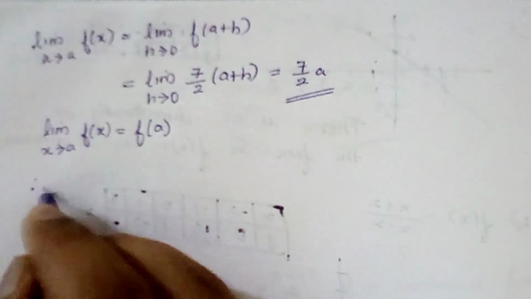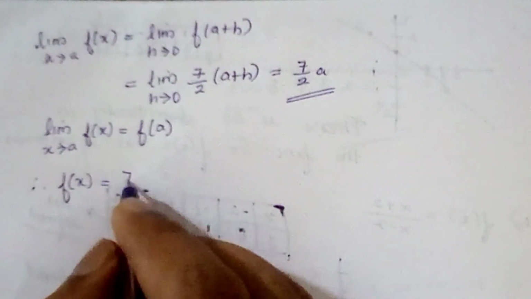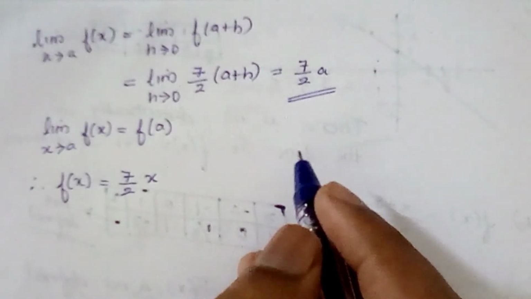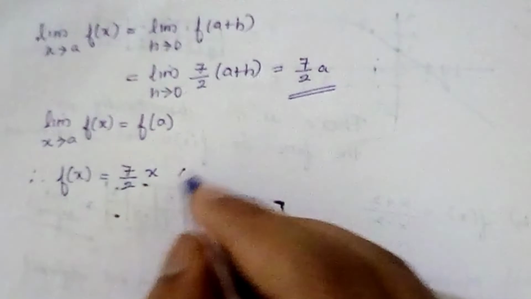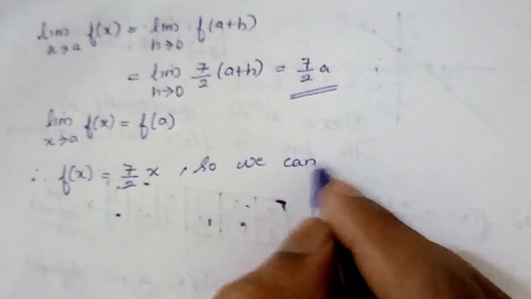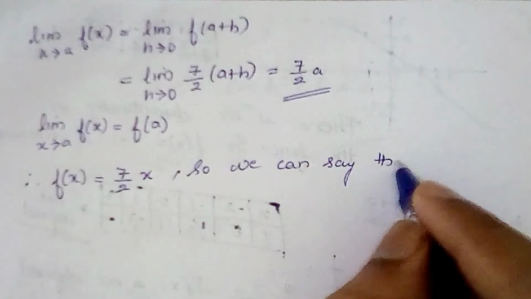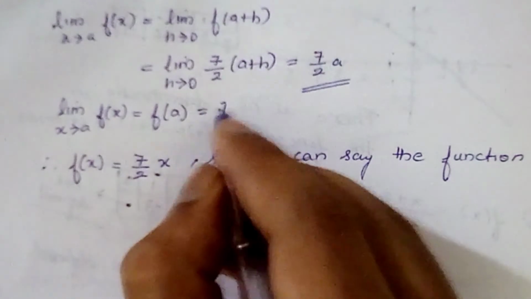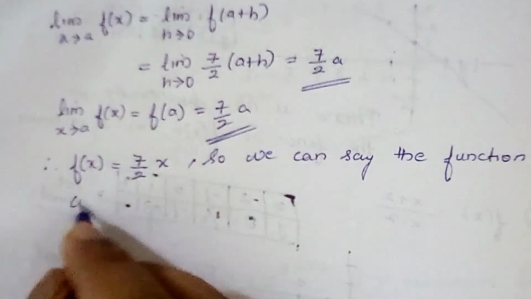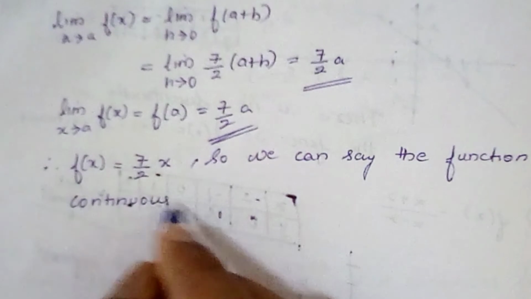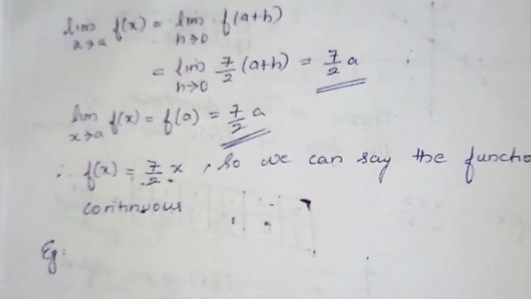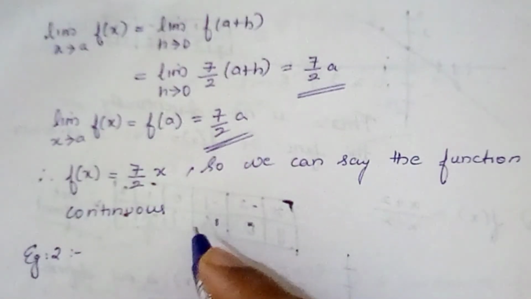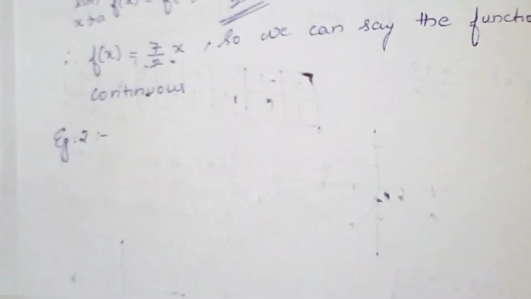So f of x is equal to 7 by 2x. So we can say the function is continuous. Let us move to example number 2.